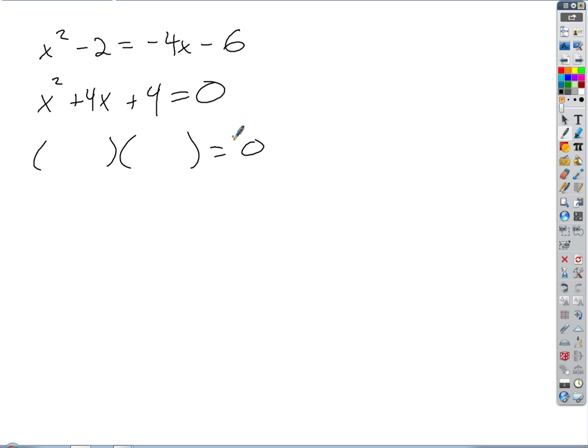Remind me how we do this factoring business. x plus 2, x plus 2. Okay, how'd you get that? Because 2 times 2 multiplies to 4 and adds up to 4.